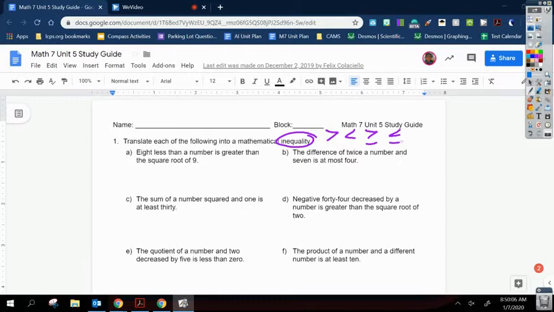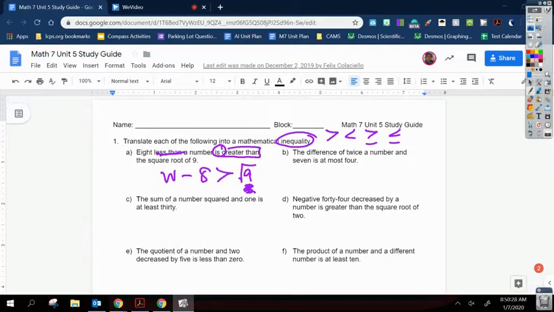A says 8 less than a number is greater than the square root of 9. So we see the word is, but it's actually is greater than, so it's that symbol, is greater than the square root of 9. You do not have to evaluate that and make it into 3. Please don't do that. Leave it as the square root of 9. Another tricky thing is the word less than, so it's 8 less than a number, less than opposite.